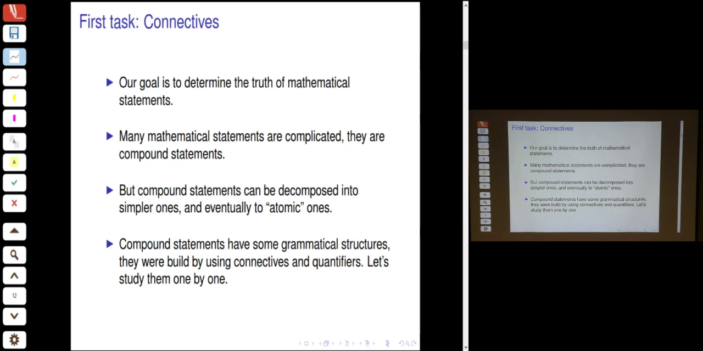So the statements follow certain rules. The rules were built by using connectives, and there's another thing called quantifiers, which next week we are going to introduce. So today's lecture is only about connectives. So let's study them one by one. Today we study connectives. Next week we study quantifiers.